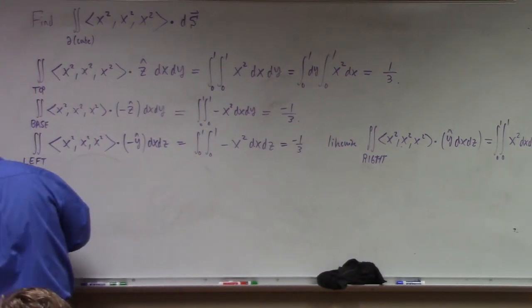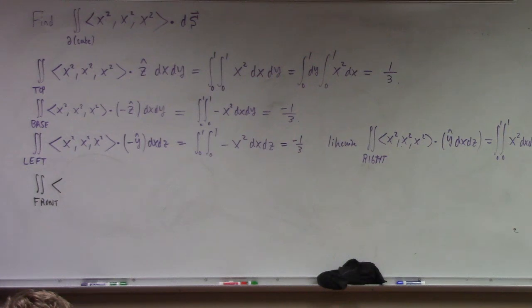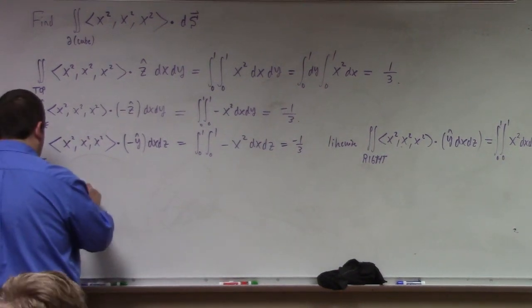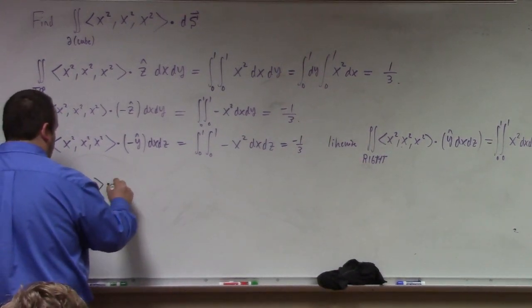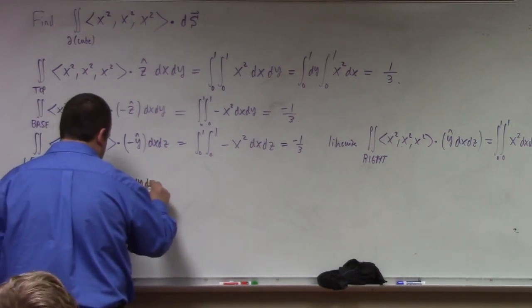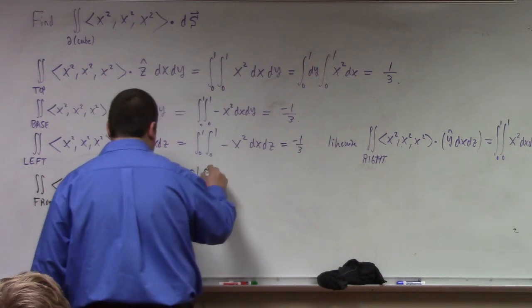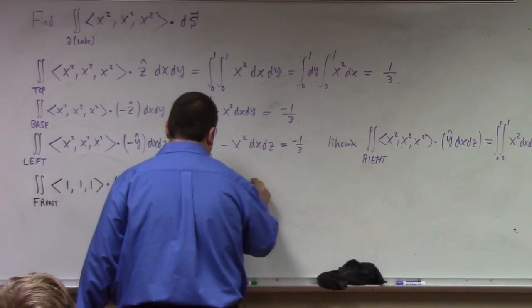Integral over the front face. Finally, something interesting in terms of the mechanics of the calculation. We have to evaluate the vector field at 1, y, z. So what happens when you evaluate the vector field x squared, x squared, x squared at 1, y, z? We're putting x equal to 1, so it's just 1, 1, 1. Dot, and what's my dS? My x hat dy dz. So this is going to be the integral from 0 to 1, integral from 0 to 1 of dy dz. Well, that's just 1.